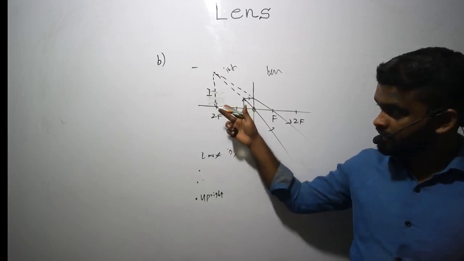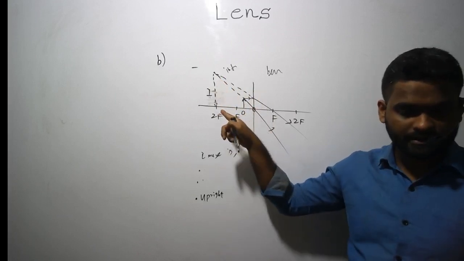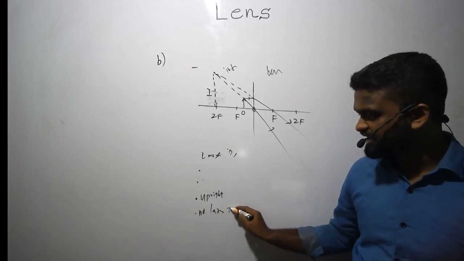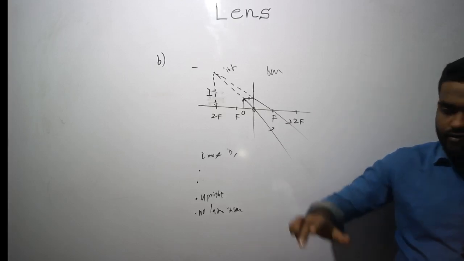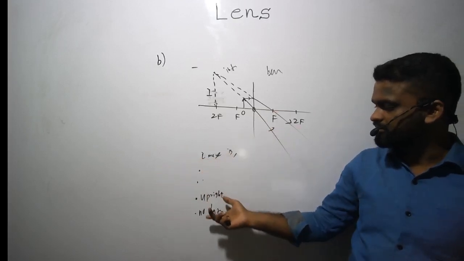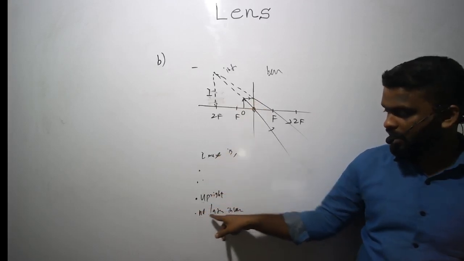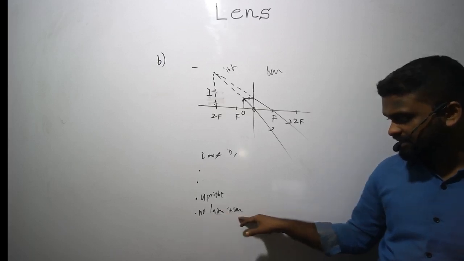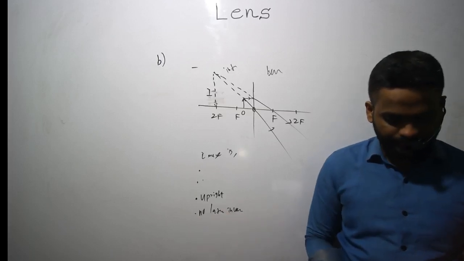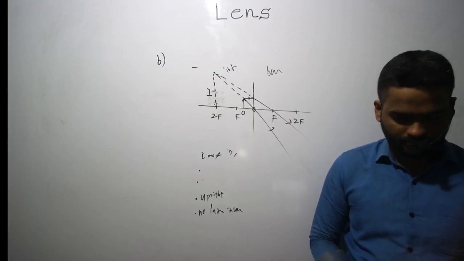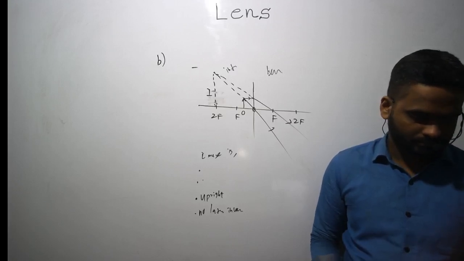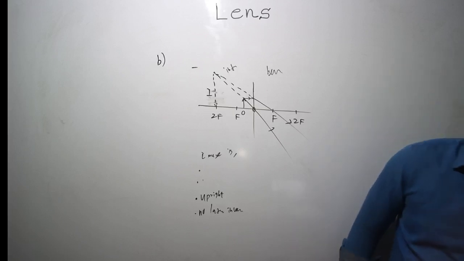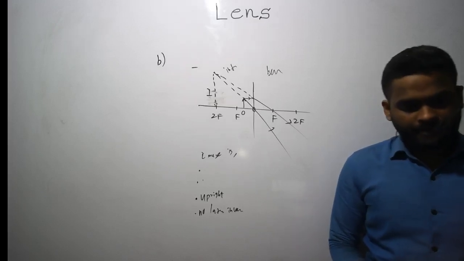Upright means not inverted, right? You can see it is not inverted. It is upright. Another thing is no lateral inversion. So laterally as well, it is upright. But we don't call upright. We call that no lateral inversion. It doesn't flip, right, the image. So it is no lateral inversion.